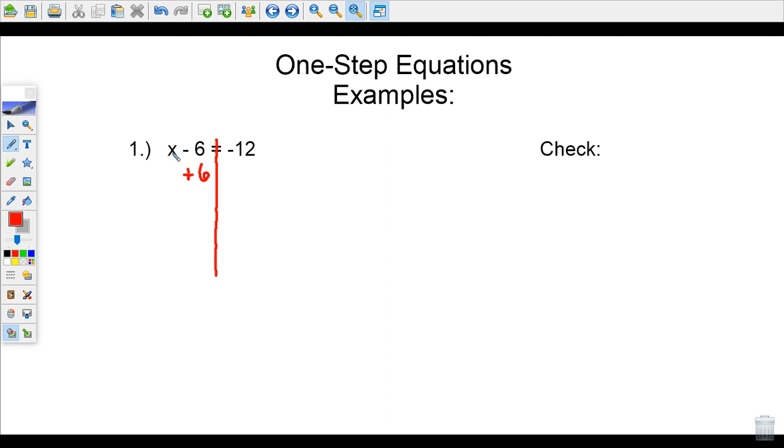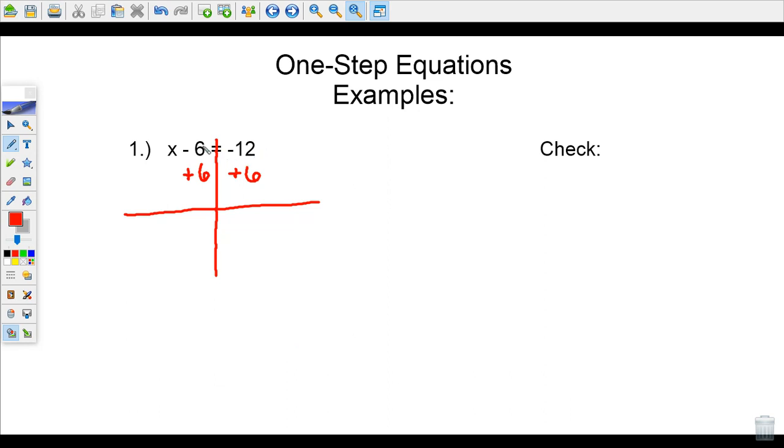That's how I would get x by itself. Now, whatever I do to this side, my rule says I have to do the exact same thing to this side. So I've added 6 to both sides of the equation. Now I'm going to just draw a horizontal line. I'm just going to kind of total things up.